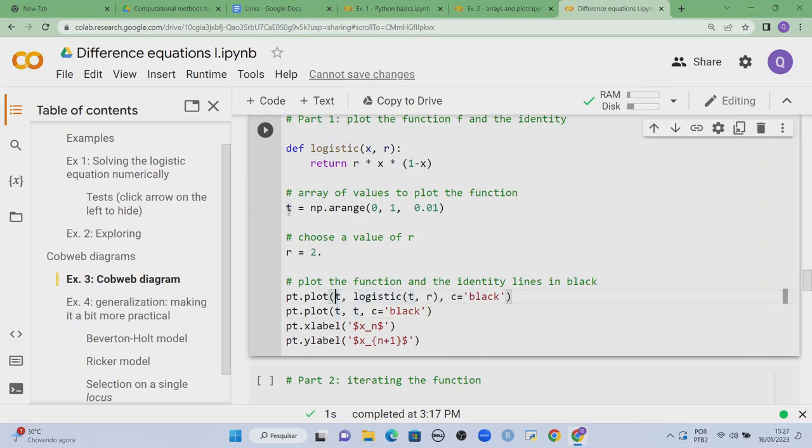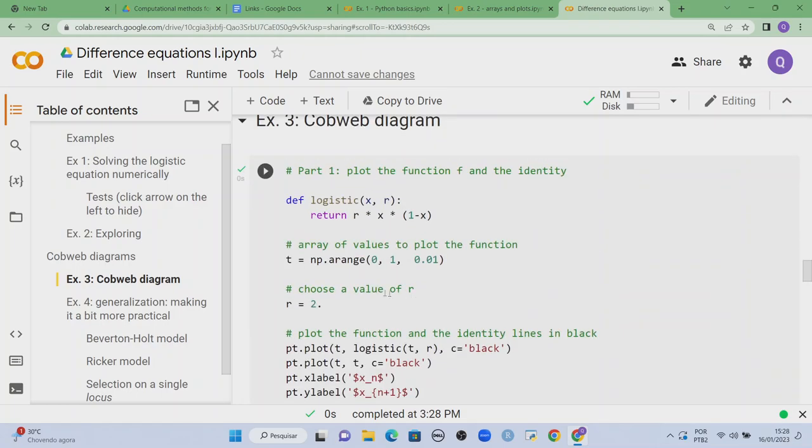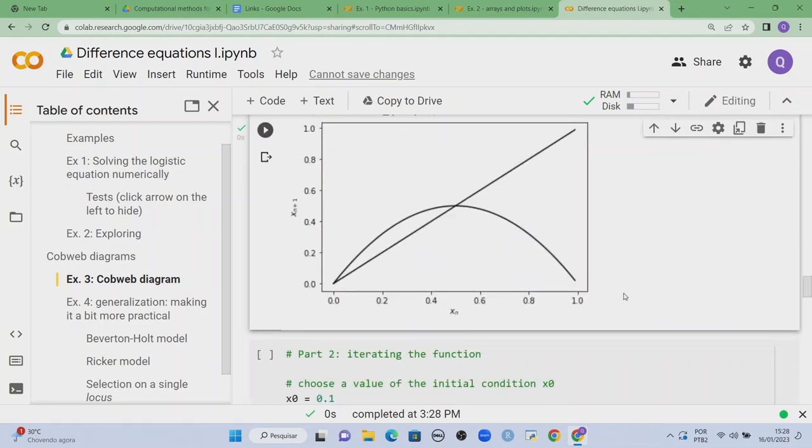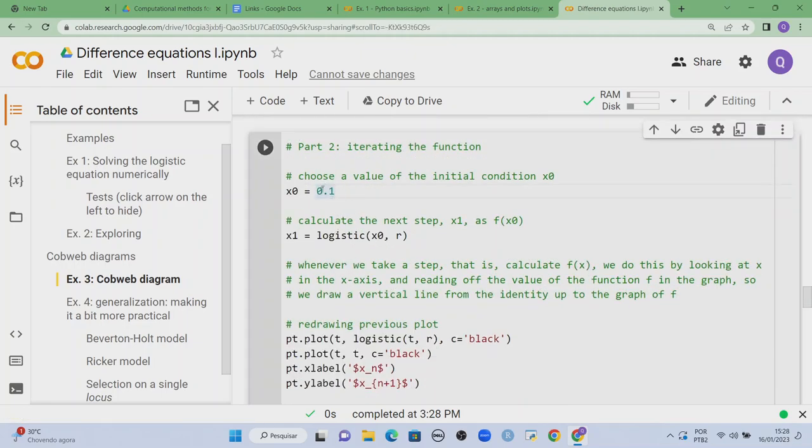So I'm creating an array from 0 to 1 in very small steps. Why very small steps? So that the curve is very smooth, right? Okay, and then I plot this thing here, and you see you have this plot here. This is for r equals 2. Okay, I have this, right? And now I want to start with x0 equal to 0.1. So this is x0, right?